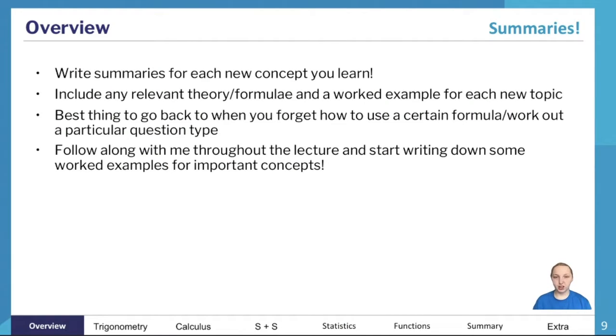For example, if you get a question wrong in a particular exam, write a little summary for that question and that question type. You want to include the relevant theory and the formula, and then you can include a worked example. That could include the question that you got wrong and the correct solution, annotating that solution to see why you did certain things and what the method looks like. Your summaries are really good things to go back to when you forget how to use a certain formula or how to work out a particular question type.